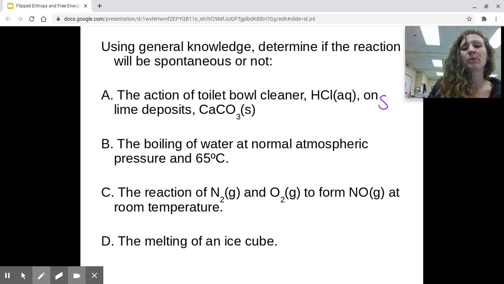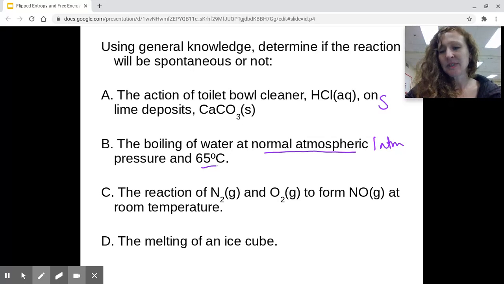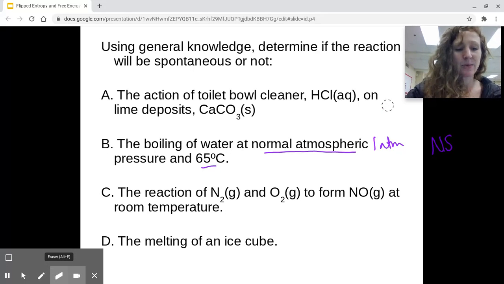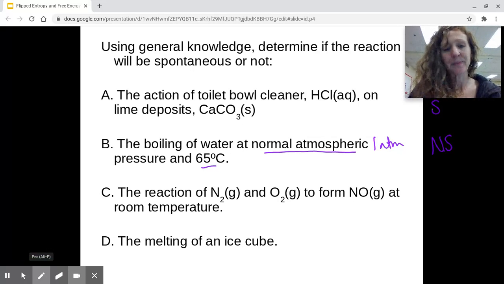The boiling of water at normal atmospheric pressure, which is 1 atm, and 65 degrees Celsius. This is a non-spontaneous process. This will not happen. In order to boil water, you're going to have to be at 100 degrees Celsius.